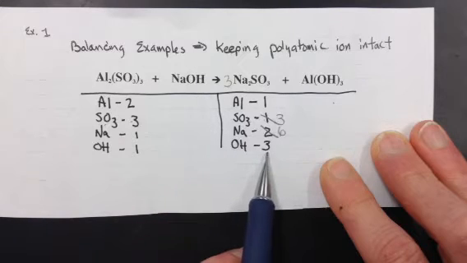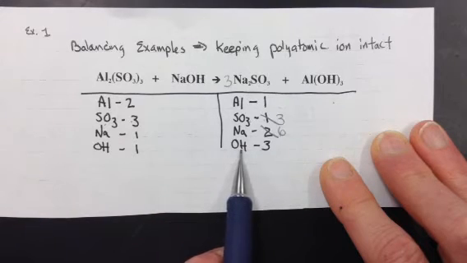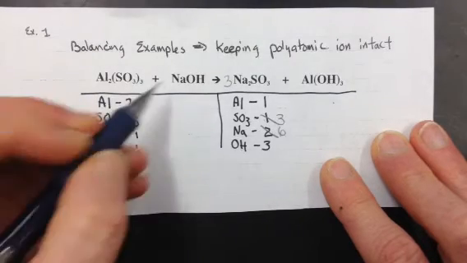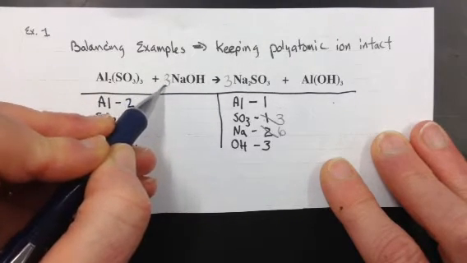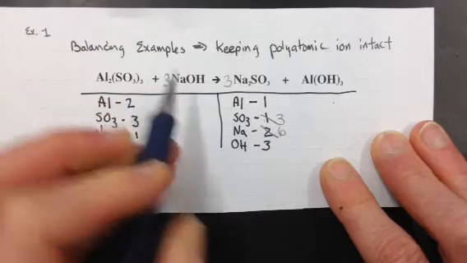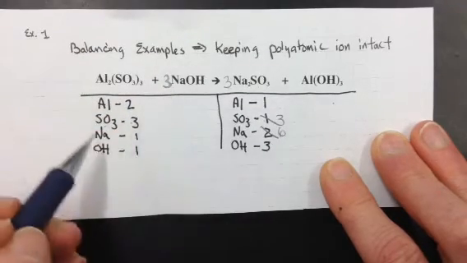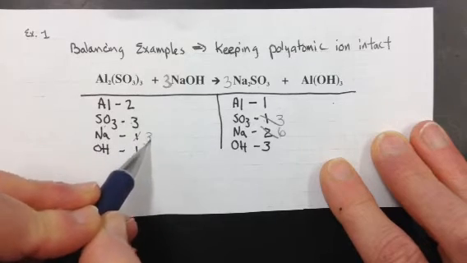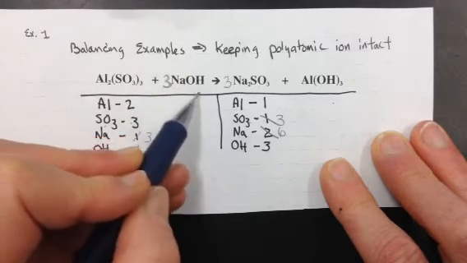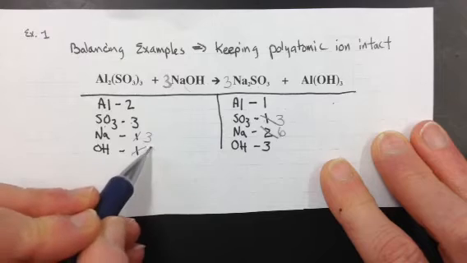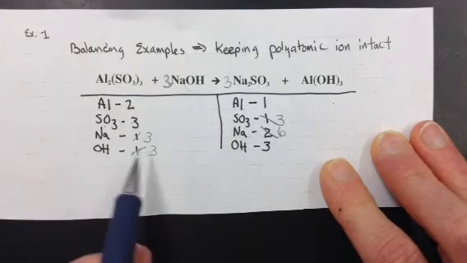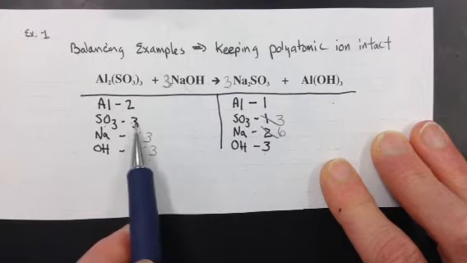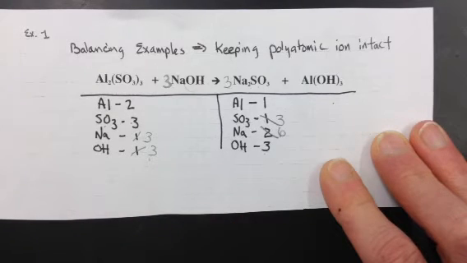Let's do the other polyatomic ion, my hydroxide. 3 on this side and 1 on this side. Well, you can only increase. So I put a 3 here, that gives me 3 sodium hydroxides. 3, then 3 times 1 is 3. Awesome. 3 here, 3 here. Okay, good.